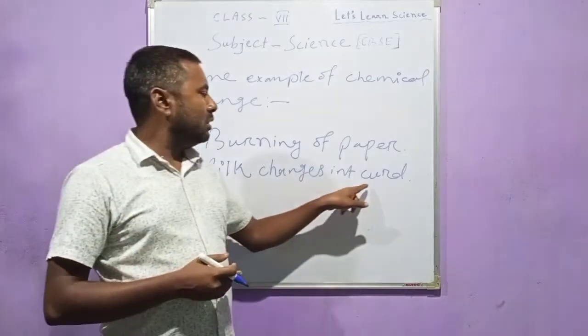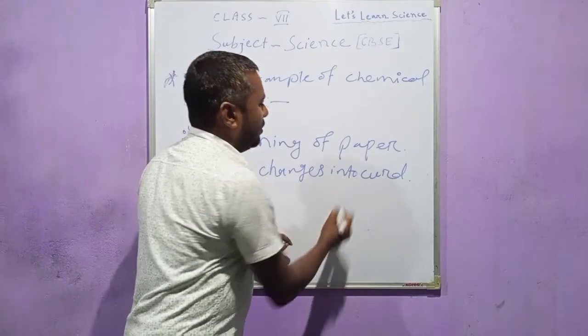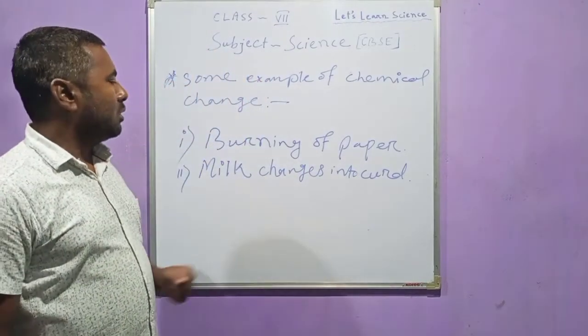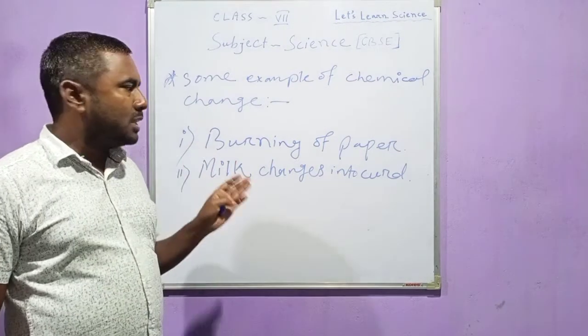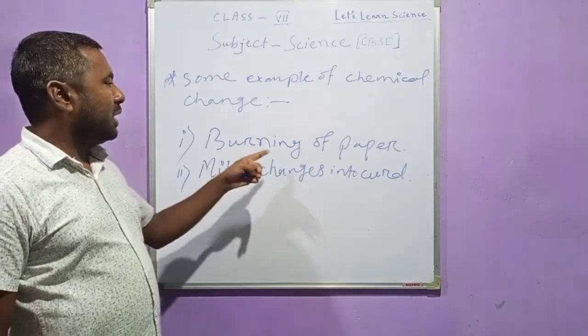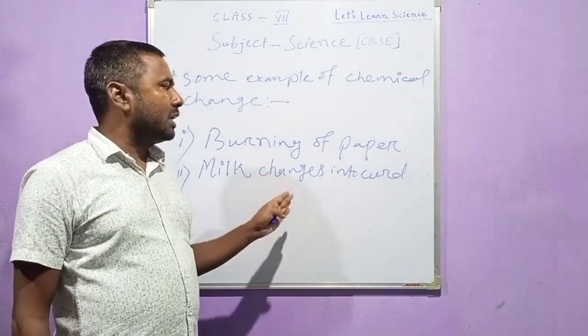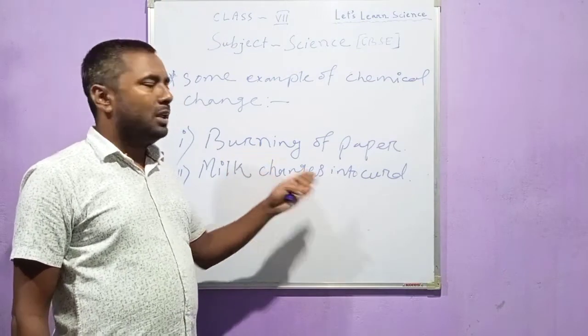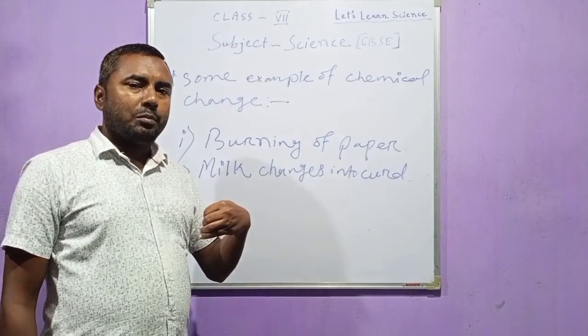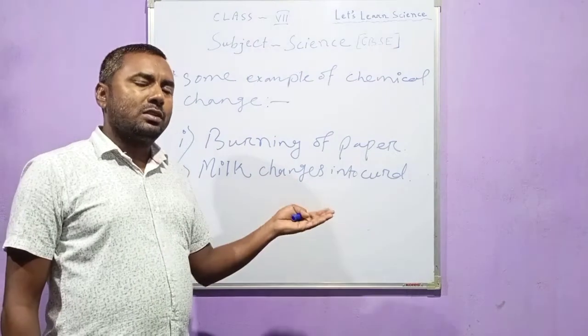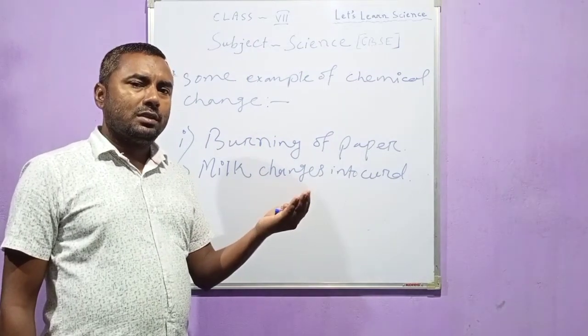So milk changes into curd. Milk changes into curd is an example of what? Chemical change. Burning of paper is an example of chemical change, because once the paper is burned, you cannot bring back that paper again. You cannot reverse the change.